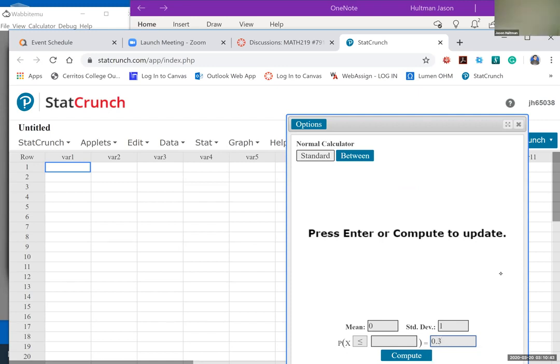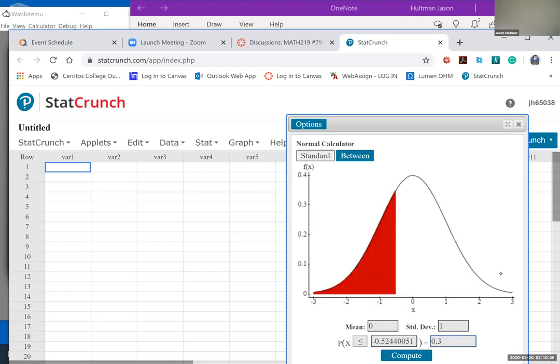You just put in 0.3 as your answer, and we want to get the cutoff. What would be my z-score for that, for 30% of the values? Okay, well, it tells me my z-score is negative 0.52. Okay, so that's if I use StatCrunch. It's very easy. You just plug in what you want, and then it'll calculate the reverse. Okay, very easy on StatCrunch.